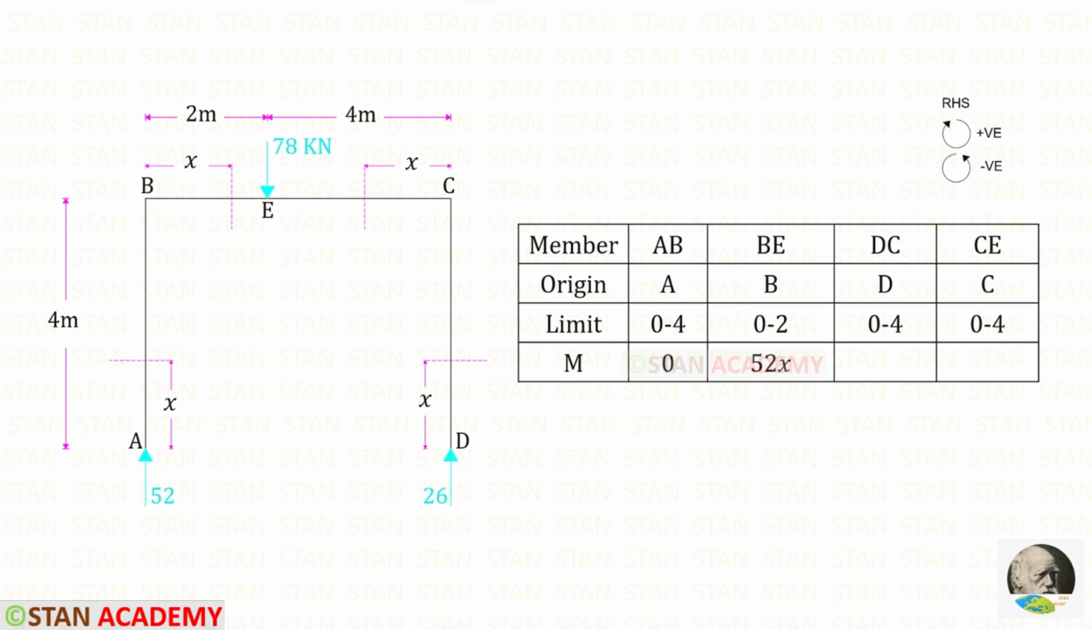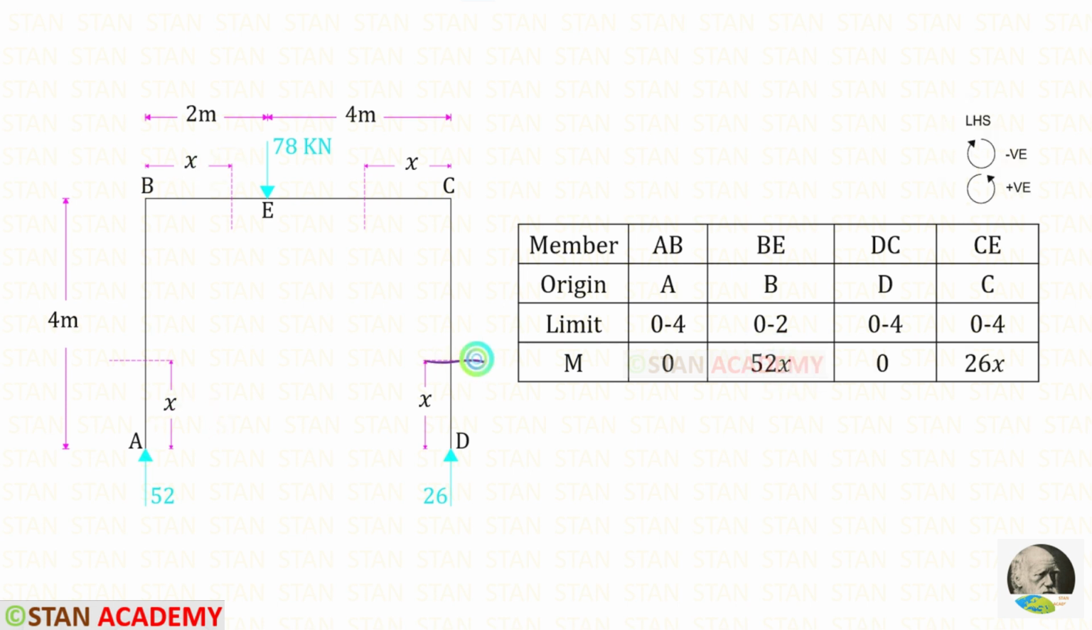To find the moments in the sections AB and BE, we can use right hand side rule. Clockwise will be positive and anti-clockwise will be negative. Let us take AB. Up to this section, we have only the vertical reaction. It does not have any perpendicular distance, so the moment will be 0. Let us find the moment in BE. Up to this section, we have only the vertical reaction 52. It is acting in the clockwise direction so that it will be positive and the distance is x, so 52x.